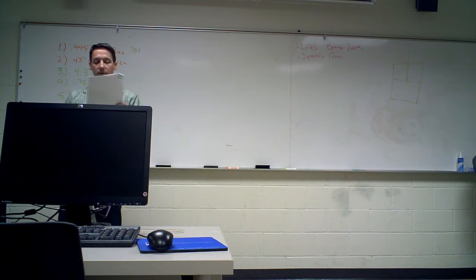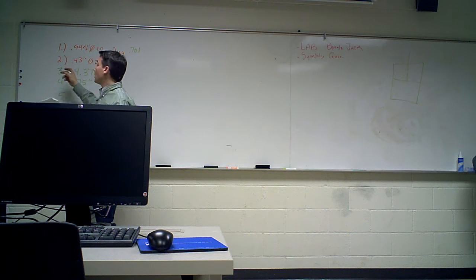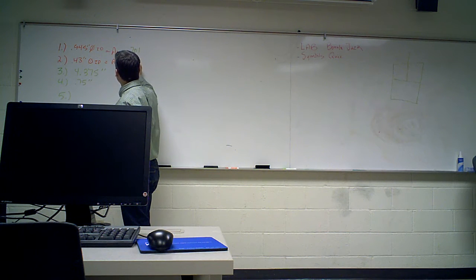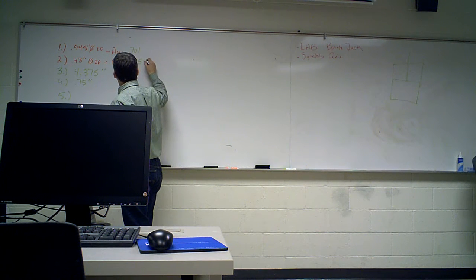Number 2, we said, is the pumping cylinder, right? The diameter is going to be 0.43 inch. The area equals what? 0.145. I don't have units on this yet, do I? What are these? Inches squared.